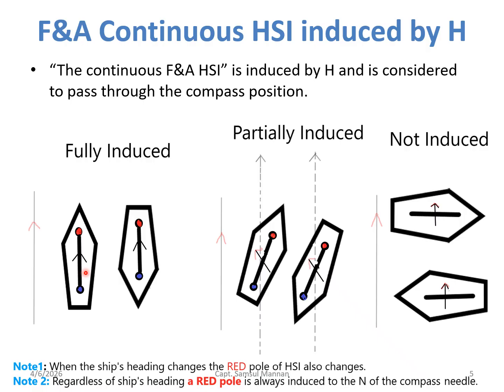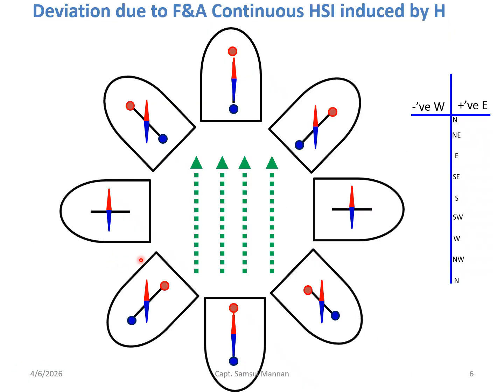So now, as this fore and aft continuous HSI is induced, let us see how it will affect our compass needle. We have got a vessel here, kept on different headings: 000 degree, 045, 090, 135, 180, 225, 270, and 315 degree courses, right? And our magnetic lines of force are going in this direction.